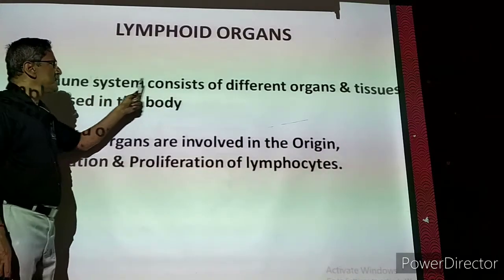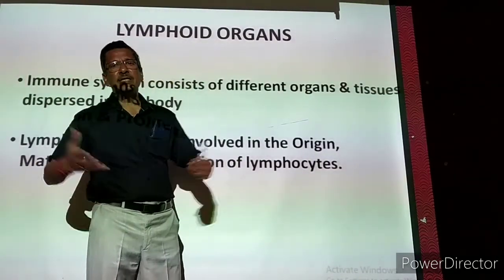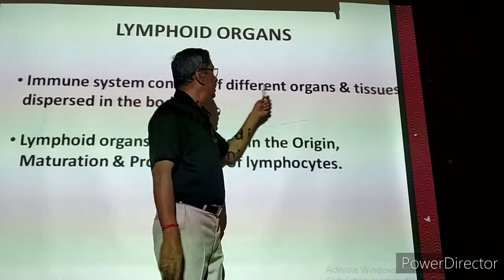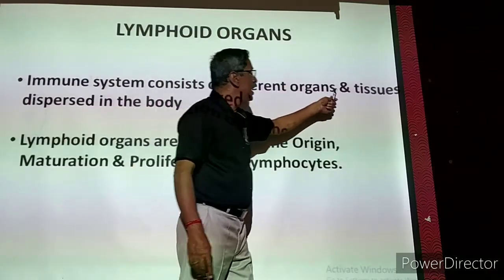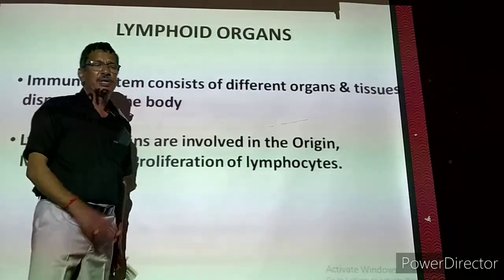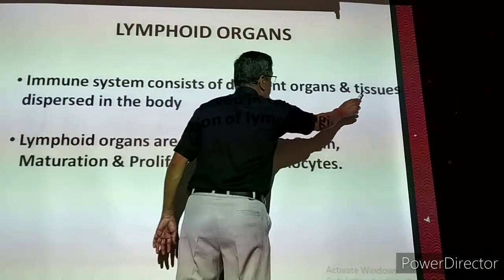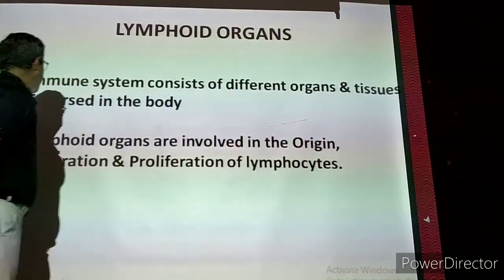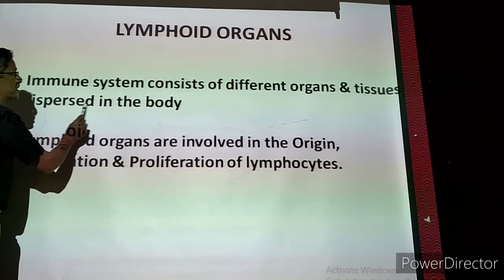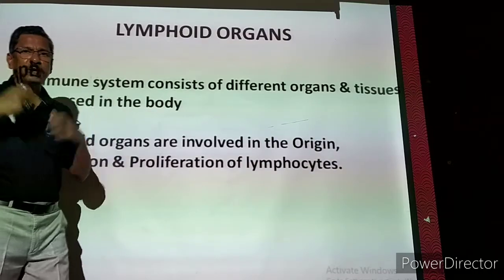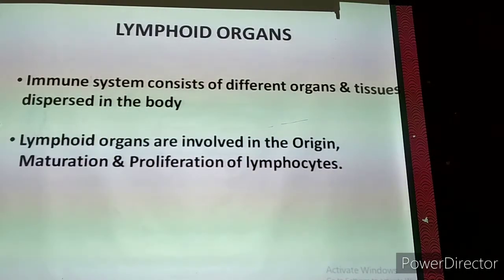So the immune system consists of different organs. These organs belong to various systems, like the skeletal system. Different organs are present in various systems and tissues. You know very well, in the lower class you might have studied, tissues means groups of cells. Sometimes some special tissues are there in our body. They are also giving us immunity, so they also belong to the immune system. Dispersed in the body means they are not present in one particular place in our body. They are scattered. That is called dispersed in the body.